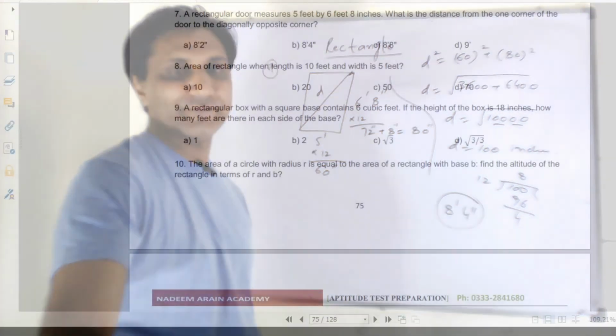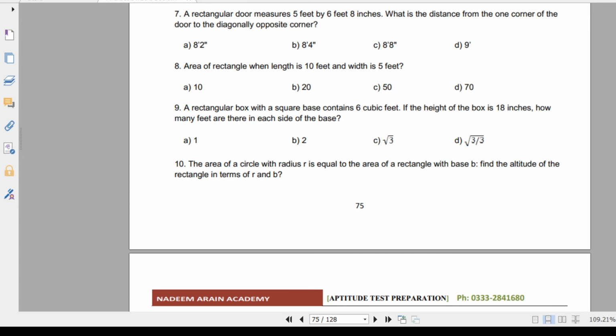Okay, question number 8 is easy question. Area of rectangle when length is 10 and width is 5, so it's 50. Okay, let's move to the next question.